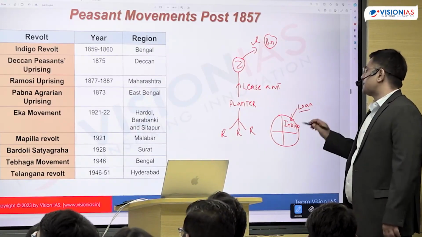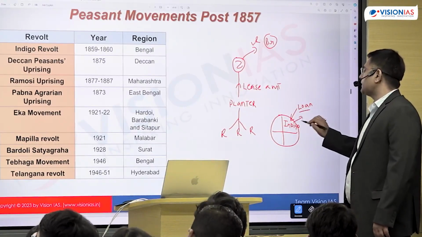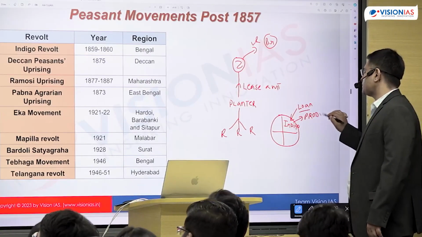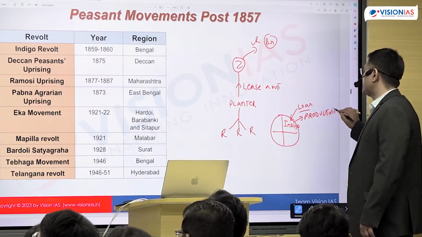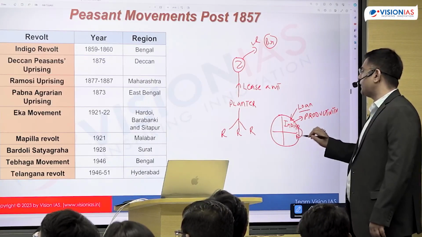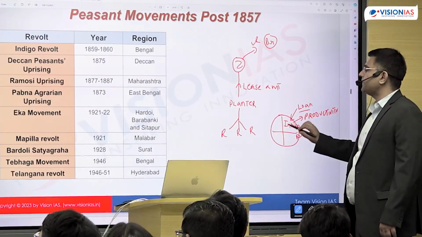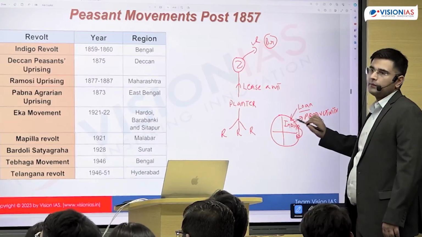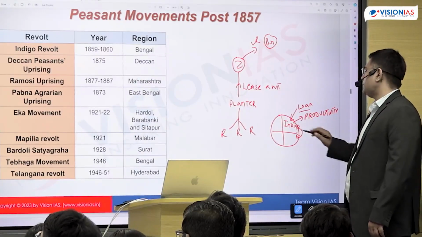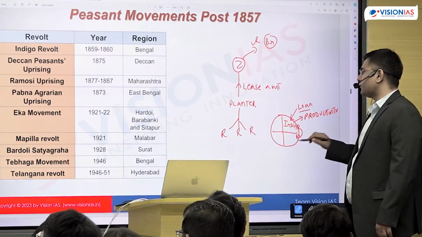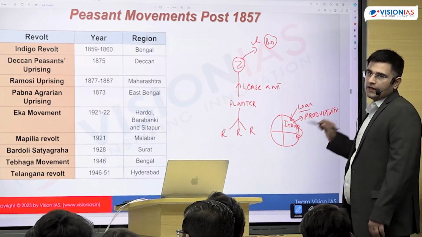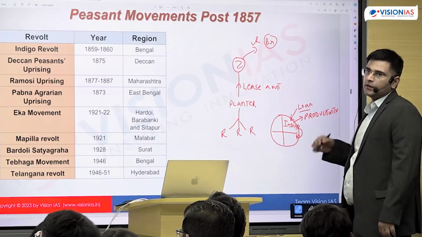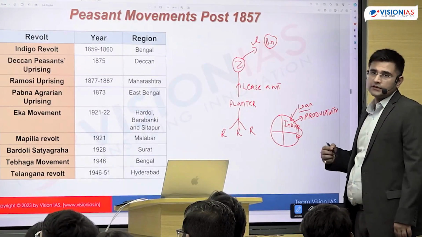Once they cultivated indigo, the productivity of the soil greatly deteriorated. Now the next season they will cultivate indigo here, but the income from wheat and rice from this particular plot will be less, right? Now they sold the cultivated indigo to the planter. When they sold it, the planter did not give them a remunerative price.